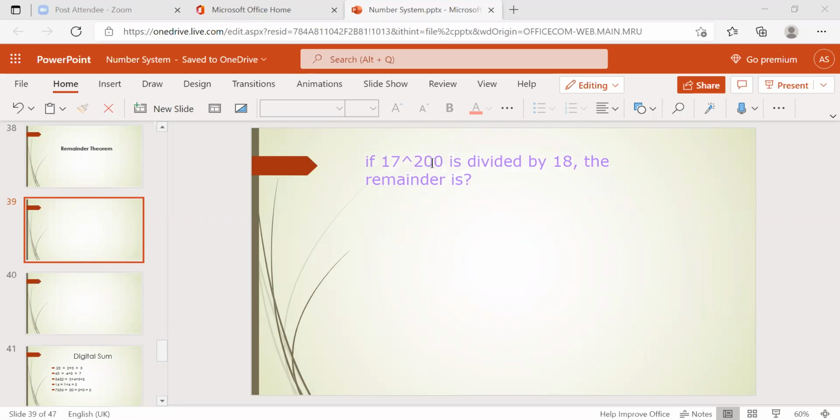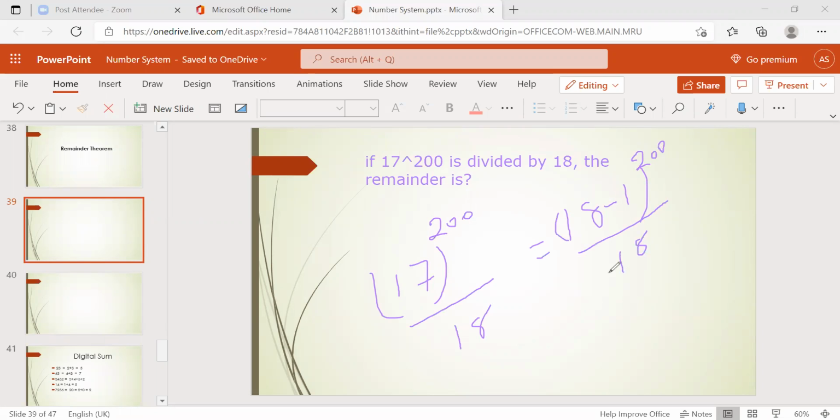so how should we write this here? 17 is given and divided by 18, that means it's nothing but 17 power 200 by 18, right? So I can write 18 minus 1 whole power 200. This is like our previous example, right? Divided by 18, this is completely divisible, and minus 1 power 200, an even power, is nothing but 1. So the remainder will be 1, right?